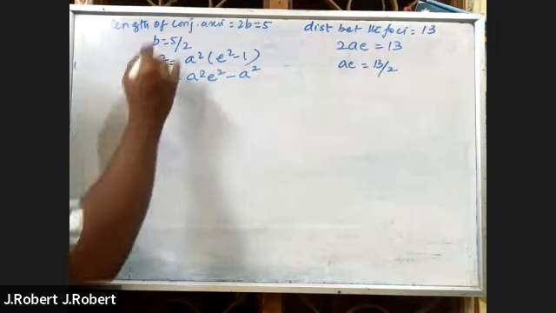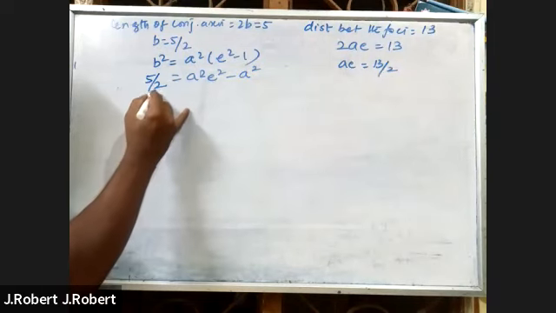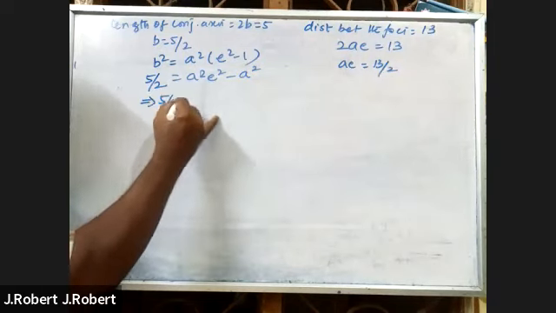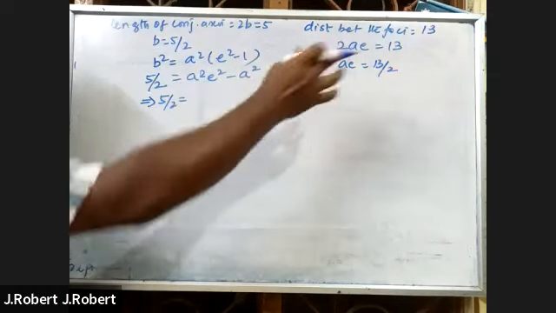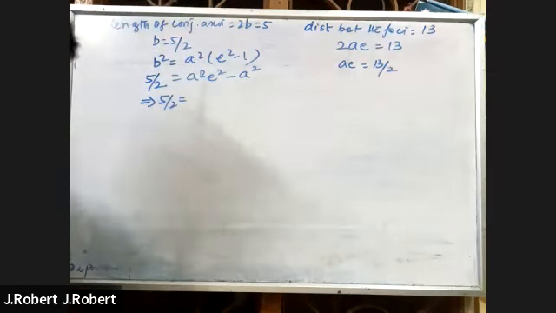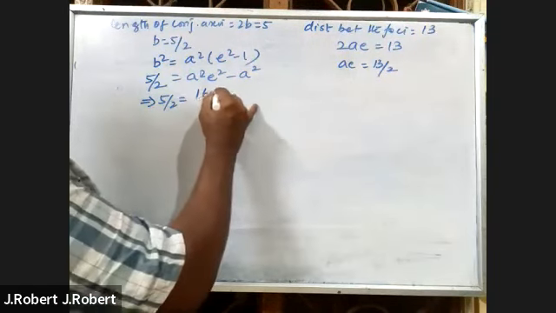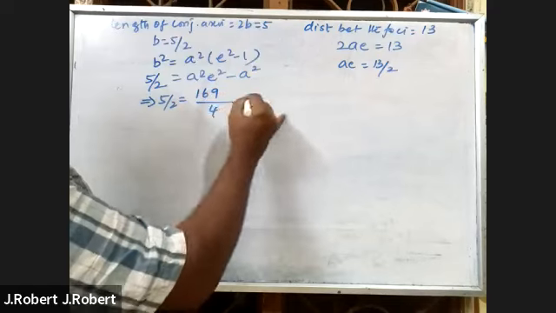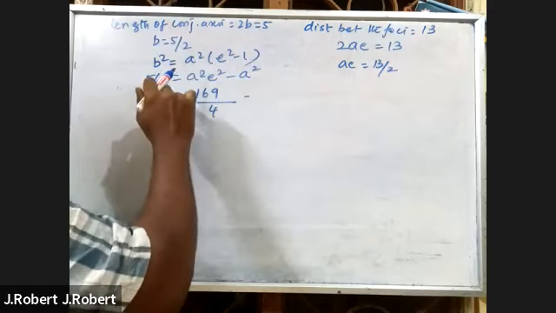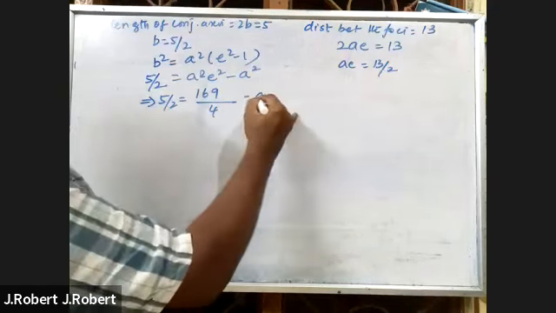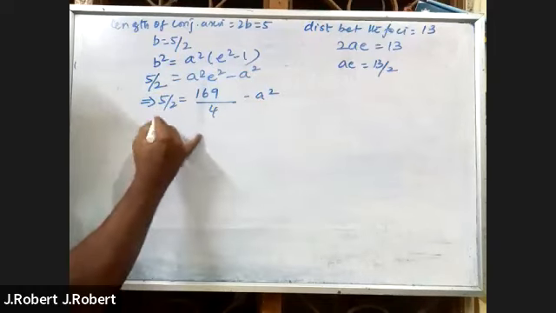So b square, we know the value, which is 5 by 2. I can write this as 5 by 2 squared equals, AE equals 13 by 2. Okay? AE equals 13 by 2. So therefore, 5 by 2 squared equals 13 by 2 the whole square, which is 169 by 4, minus a square. a, I don't know, we are going to find that. Bring this a square to this side.